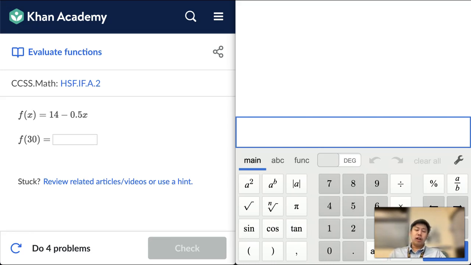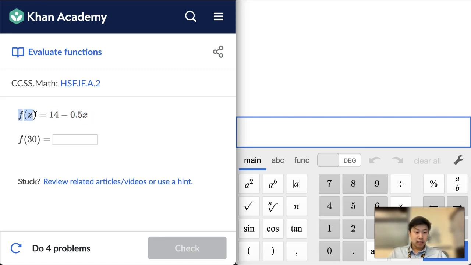Alright, this practice is on evaluating functions, specifically in function notation. Okay, so just a little review of function notation. We read this as f of x, right? A function in terms of x will be equal to whatever is on the side, in this case, 14 minus 0.5 times x.